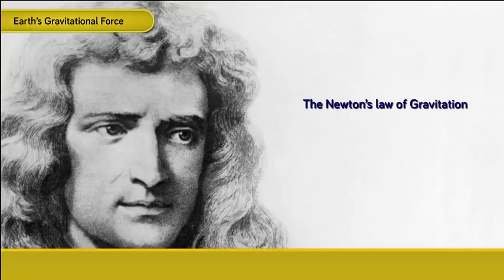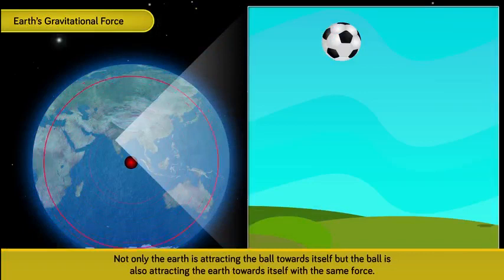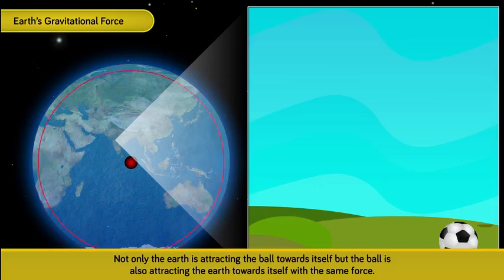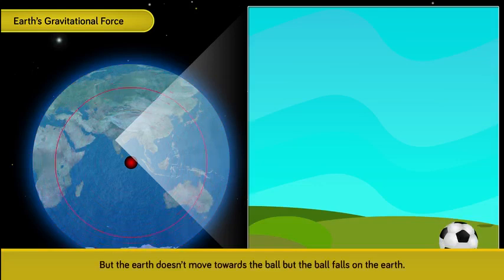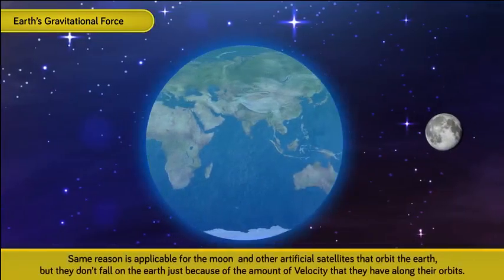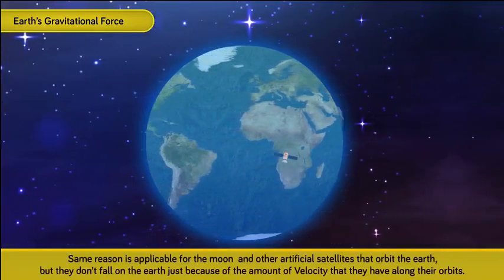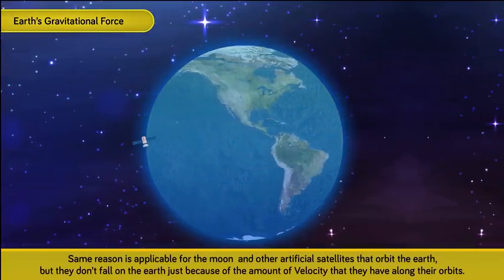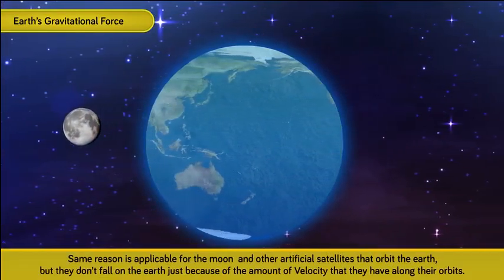If we concentrate on Newton's law of gravitation, it states that every object attracts every other object with a force. This means that in the above example, not only is the Earth attracting the ball towards itself, but the ball is also attracting the Earth towards itself with the same force. But the Earth doesn't move towards the ball, the ball falls on the Earth. The reason behind this is the mass and the negligible velocity of the object, for example, the ball. The same reason is applicable for the moon and other artificial satellites that orbit the Earth, but they don't fall on the Earth just because of the amount of velocity that they have along their orbits.